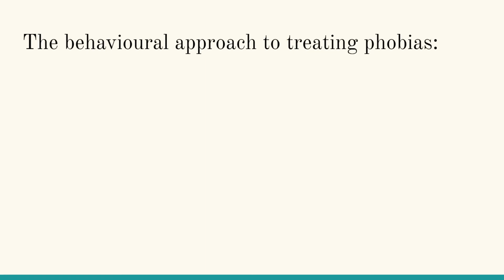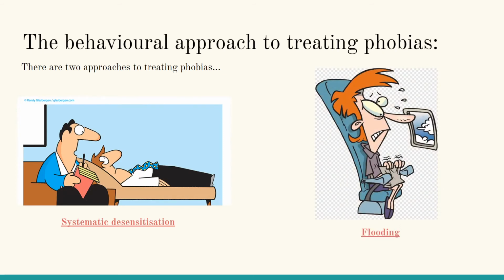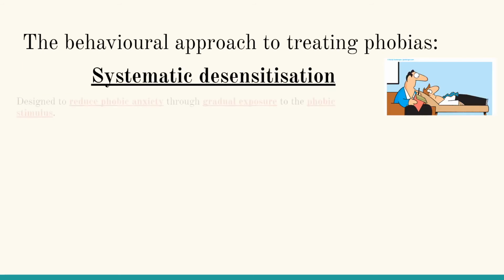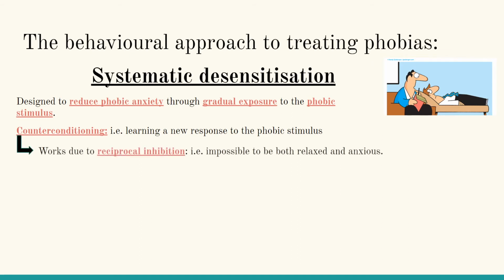Now, let's look at the behavioural approach to treating phobias. There are 2 approaches to treating phobias. These are systematic desensitisation and flooding. Systematic desensitisation is a behavioural therapy designed to reduce phobic anxiety through gradual exposure to the phobic stimulus. It relies upon the principle of counter-conditioning, i.e., learning a new response to a phobic stimulus. For example, the therapist would teach the patients a response of relaxation rather than panic. This method works due to reciprocal inhibition, i.e., it's impossible to be both relaxed and anxious at the same time.